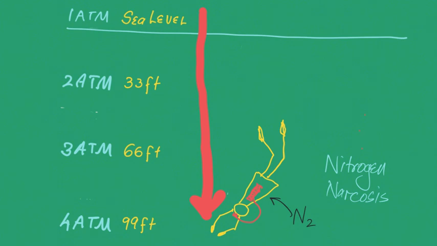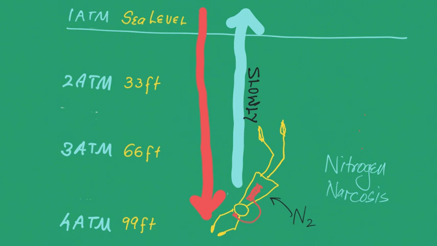Once the scuba diver wants to come up again, they must do so very slowly. This is important because this allows time for the nitrogen to slowly leave the tissues as the pressure keeps decreasing. As the pressure decreases, the solubility of nitrogen also decreases, so it comes out of the body slowly.